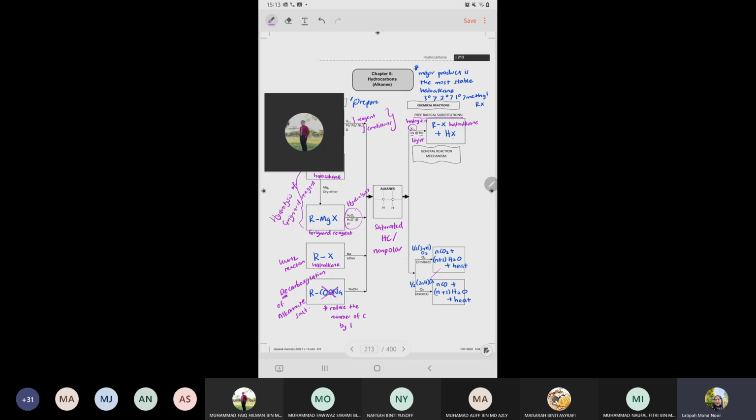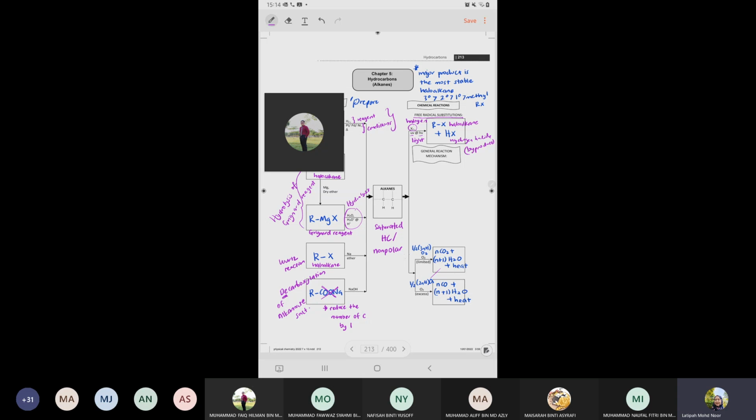And ni apa? Hydrogen halide, which will be the byproduct. Byproduct ni maksudnya hasil sampingan yang dia tak memberi apa-apa makna. Maksudnya bila awak buat reaction tu, benda tu terhasil tapi dia tak ada observation, so dia tak penting lah kiranya.